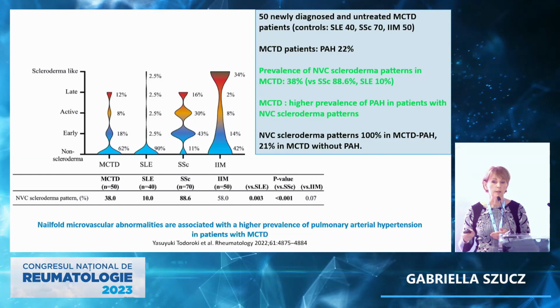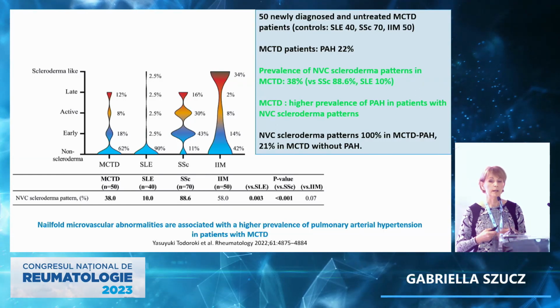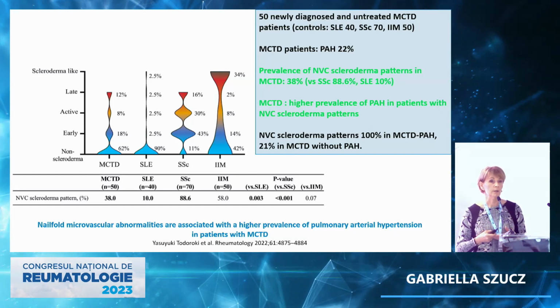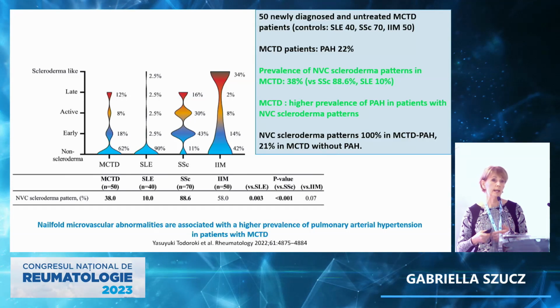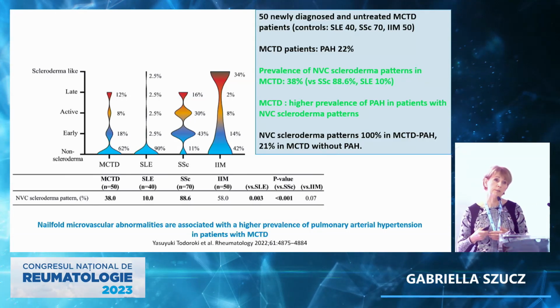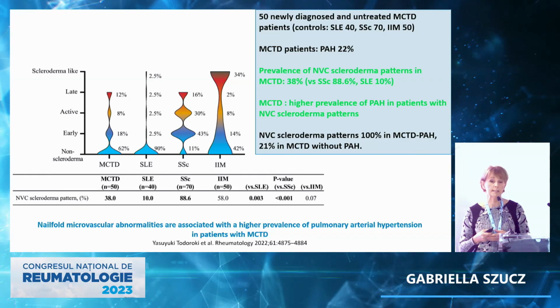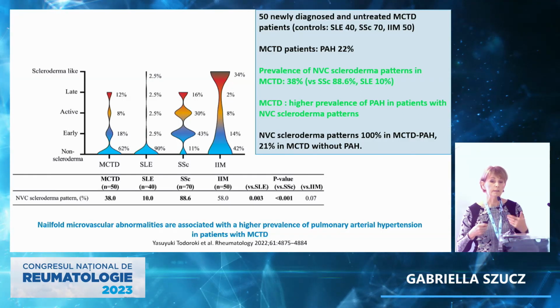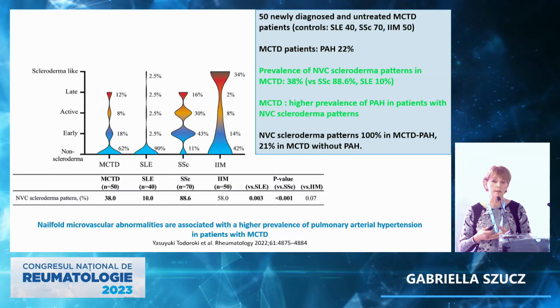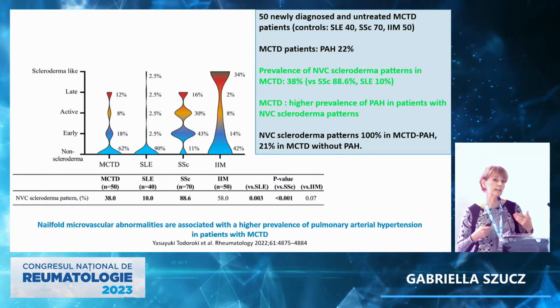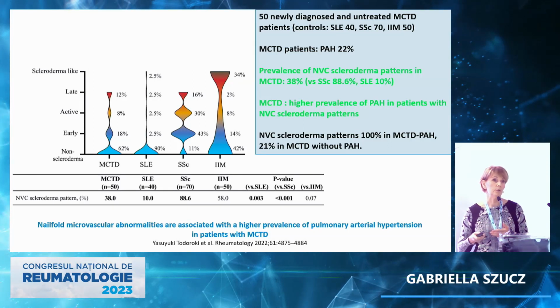and it was shown that the prevalence of the scleroderma pattern in MCTD was higher than in SLE patients and less frequent than in systemic sclerosis. And in MCTD, a higher prevalence of PAH occurred in patients with scleroderma patterns.